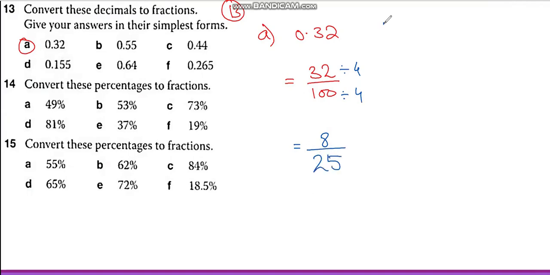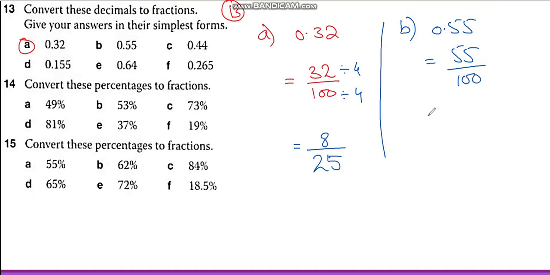We can also use a calculator to simplify. In B part, we can write 0 and 55 hundredths as 55 divided by 100. If we divide by the highest common factor, that is 5, we can write it as 11 over 20. This is how you can also do the remaining parts, and you can use a calculator to simplify further.